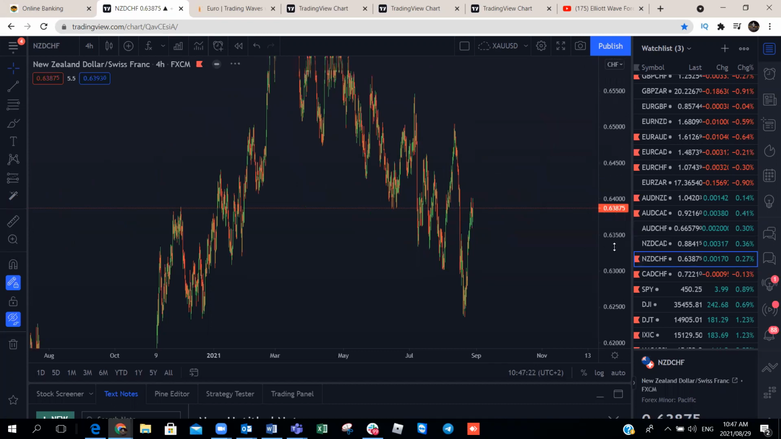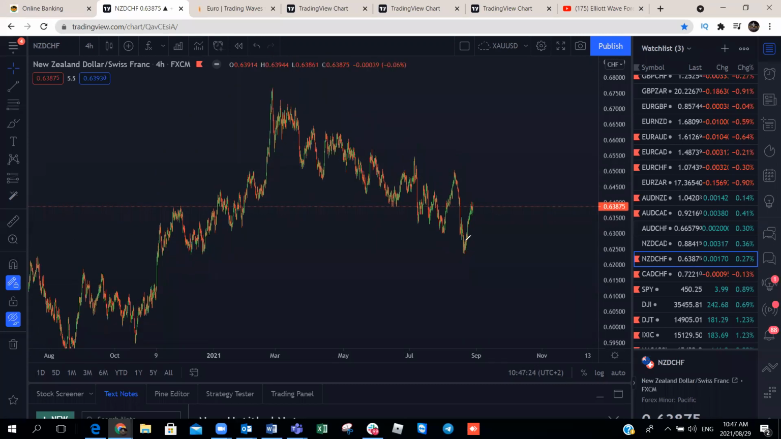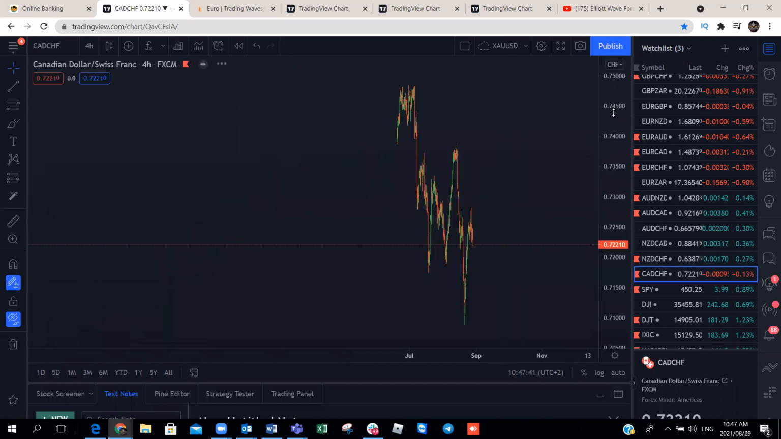NZDCHF. New Zealand is strong. The CHF is strong. Again here, expect a bit of a pullback. We're expecting a move to the upside. This is an 11 swing sequence. You saw this one during trade recap. So we want to see more upside here. So the assumption here is that New Zealand will show more strength than the CHF. So the New Zealand will outperform the CHF.